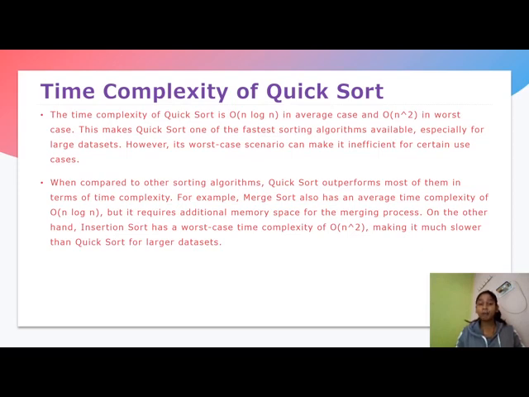When we compare it to other sorting algorithms, quicksort's performance in terms of time complexity is better. For example, in merge sort, the average time complexity is O of n log n, but it requires additional memory space for the merging process. Insertion sort has a worse time complexity of O of n squared, making it slower than quicksort on larger data sets.